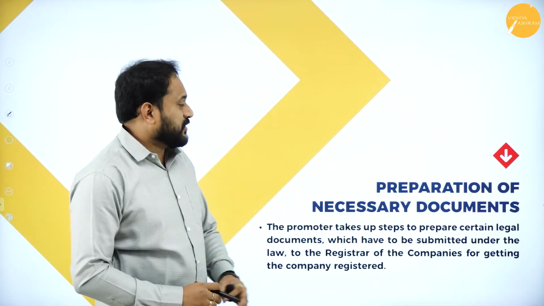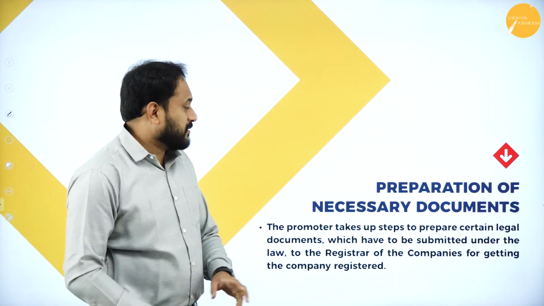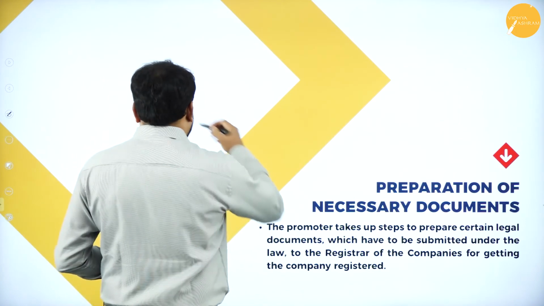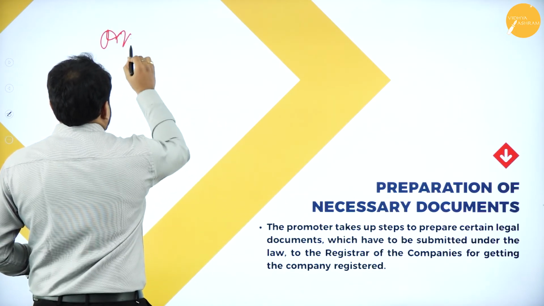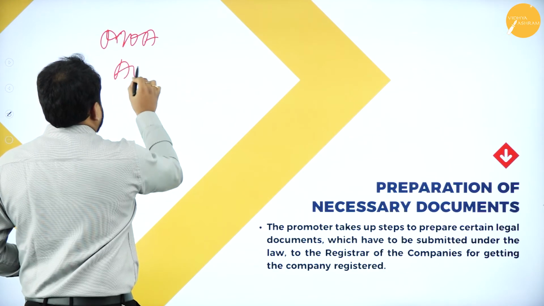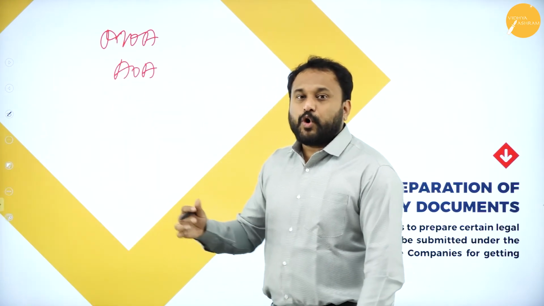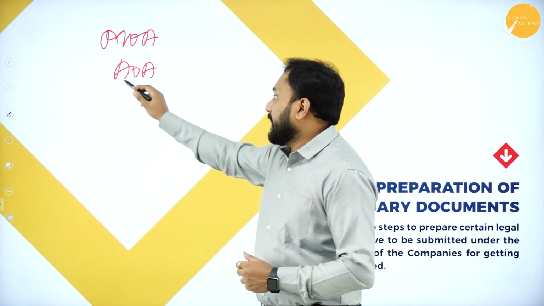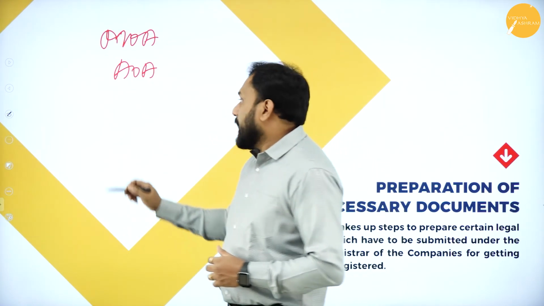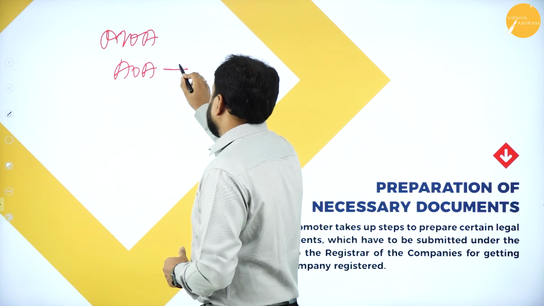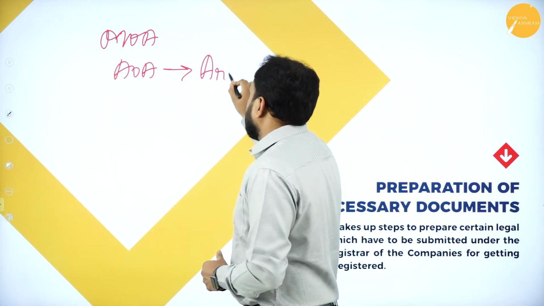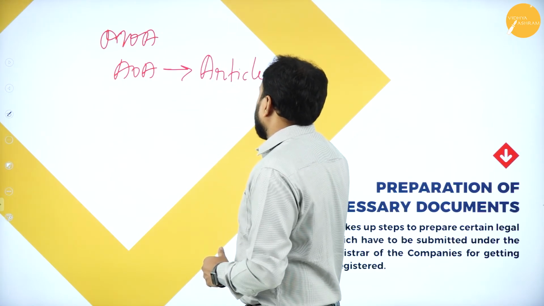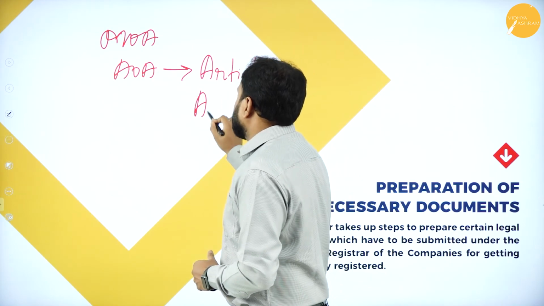Next is preparation of necessary documents. That document is what? There are two kinds of documents. One is your MOA and then AOA. So when I say MOA, that is called Memorandum of Association, and when I say AOA, that is called Articles of Association. I'll tell you what it is. It is called Articles of Association.